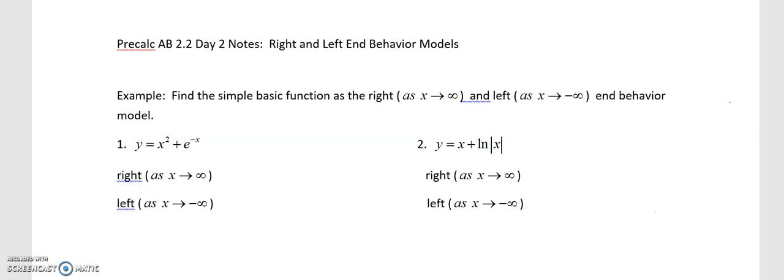This example says, find the simple basic function as the right, that is as x approaches infinity, and the left as x approaches negative infinity, end behavior model. So of course, we're talking about the right end of the graph as x approaches positive infinity, and the left as x approaches negative infinity.